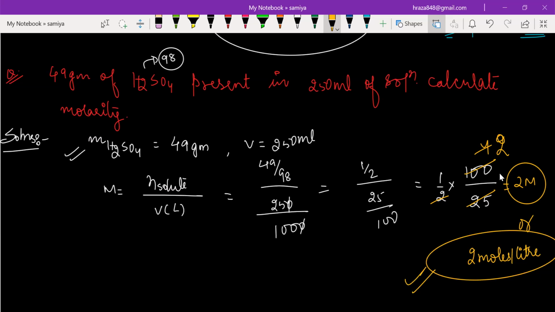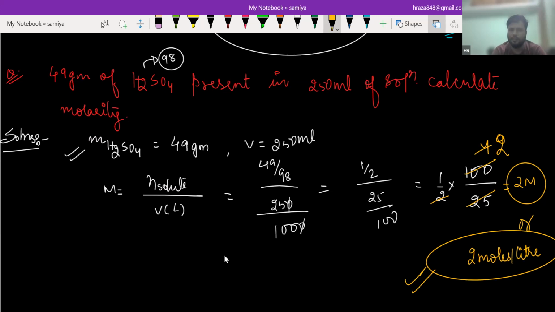Sir, are you getting my point? Instead of writing 250 upon 1000, can't we write 250 into 10 raised to minus 3? Yes, we can. Whatever is the easy way for you. 250 into 10 raised to the power minus 3, you can write it. Okay.